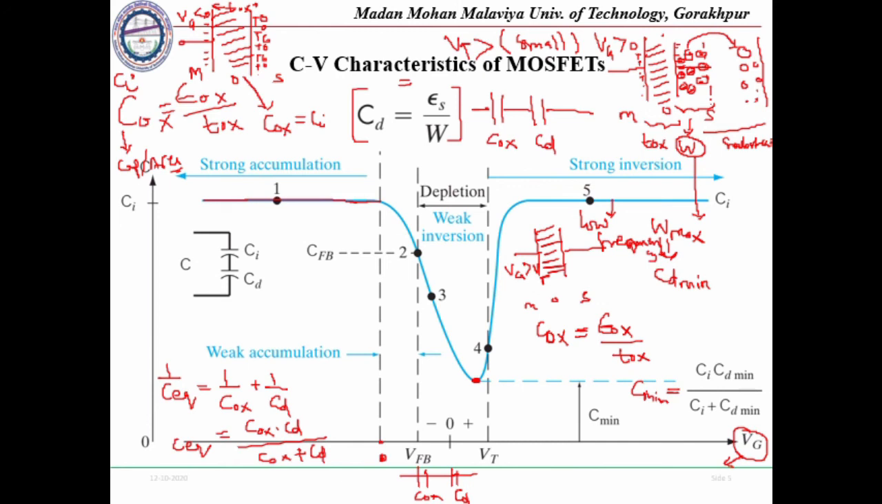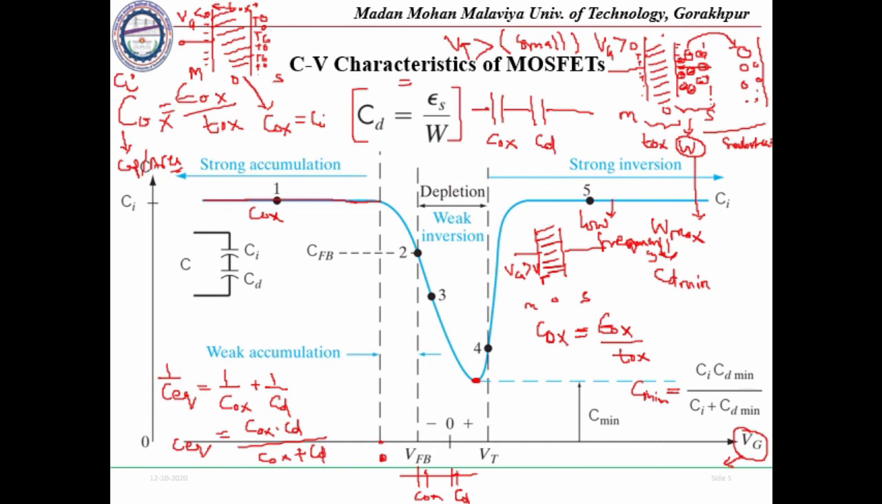So suppose high frequency is there. In the case of high frequency, what happens? High frequency means our gate voltage is changing very frequently. Then at that time, in strong accumulation, the Cox will be the capacitance, and similarly in the depletion, it will reduce, even if it is changing very frequently, and it will have a minimum value.